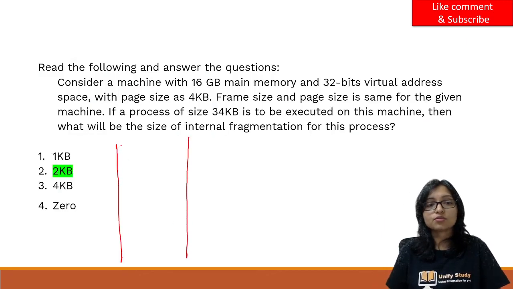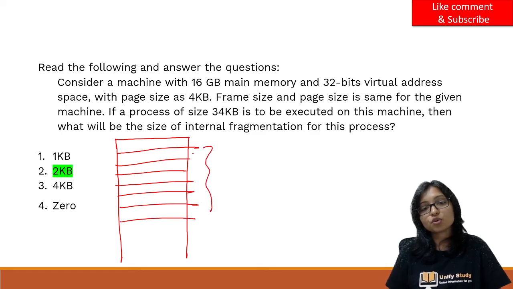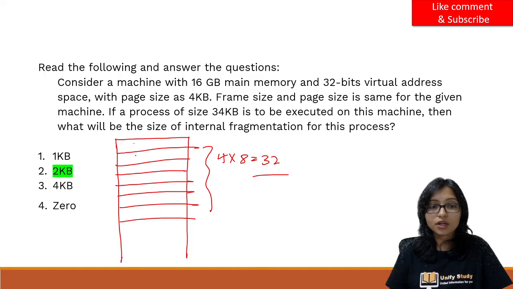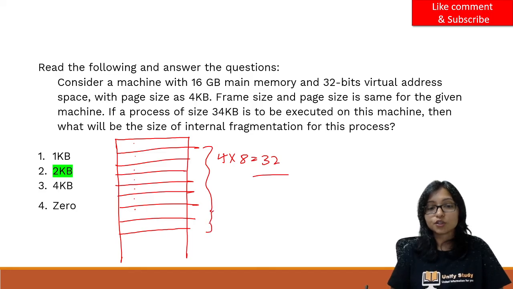Why 2 KB? I am showing you. All the 8 pages will be blocked, right? 1, 2, 3, 4, 5, 6, 7 and 8. So 4 multiplied by 8 means 32 is totally complete. These 8 pages are completely 32 KB.